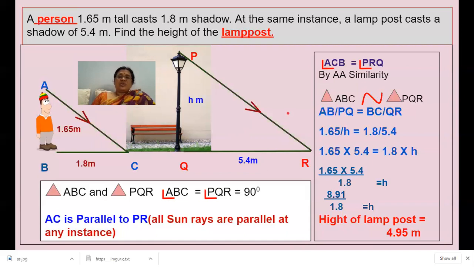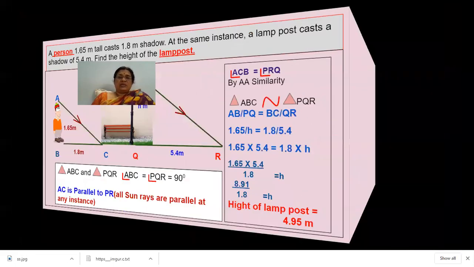So like this, you can apply the criterions of similar triangles in daily life. You can find out the height of the lamppost, or height of a mountain, height of a tree, or the width of a river, which we cannot measure manually. All those heights we can find out with the help of this criterion of similarity.